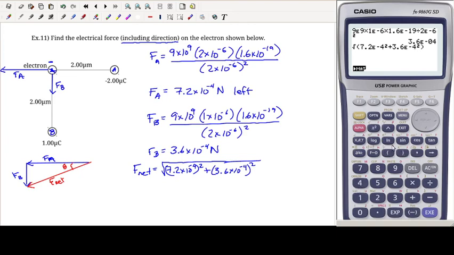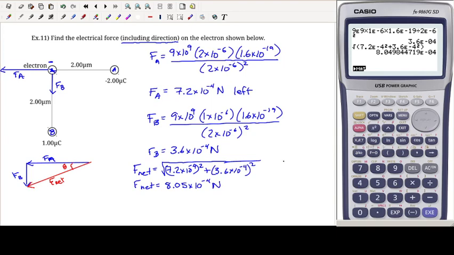Remember that it depends on your calculator how many exponents you're going to need in order to get this to come out correctly. But I think for my calculator, yep, this is enough. So on the Casio, that's what we got. F net equals 8.05 to 3 sig figs, or 8.0 to 2 sig figs, times 10 to the minus 4 newtons.